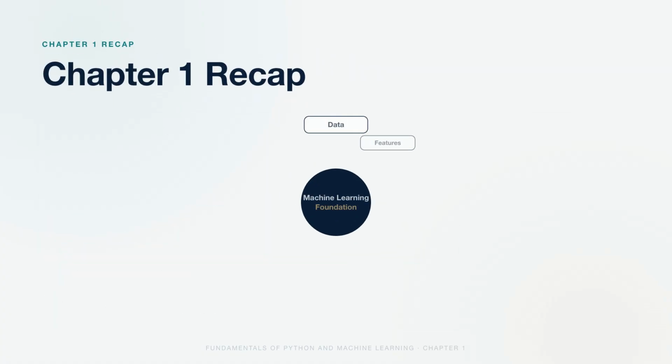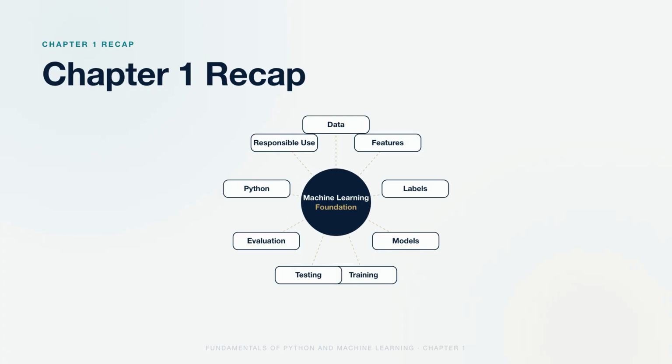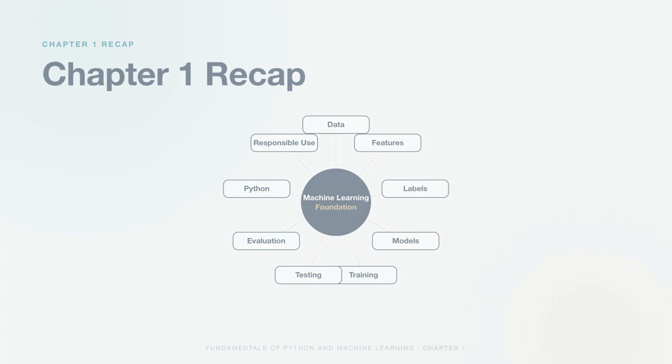Let's recap the main ideas from Chapter 1. Machine learning allows computers to learn patterns from data. Data contains features and labels. Features are the inputs, and labels are the outcomes we want to predict. Models are trained, tested, and evaluated before their use. Python is the main tool we will use for data analysis and machine learning. And finally, machine learning must be used responsibly, with attention to bias, fairness, and transparency.